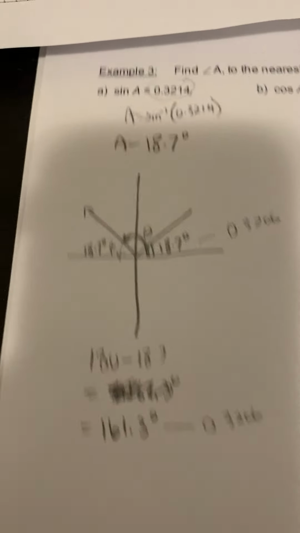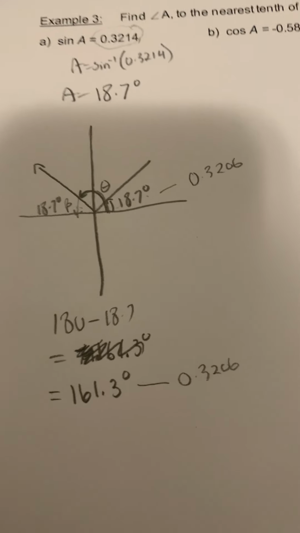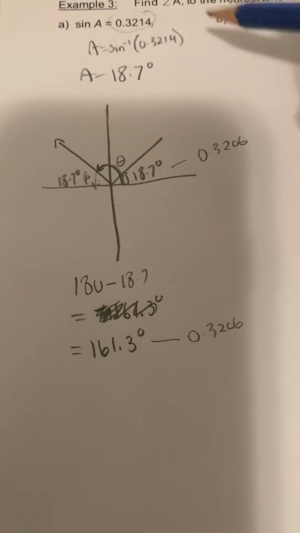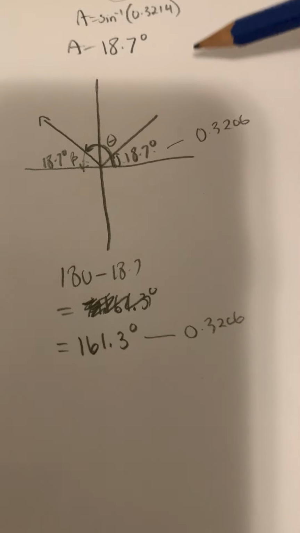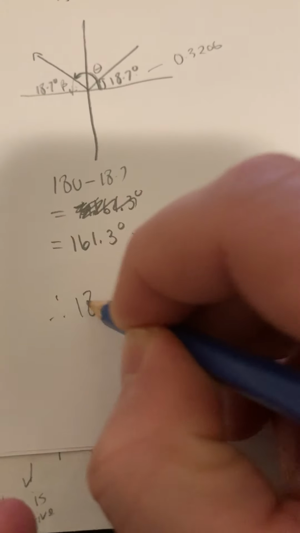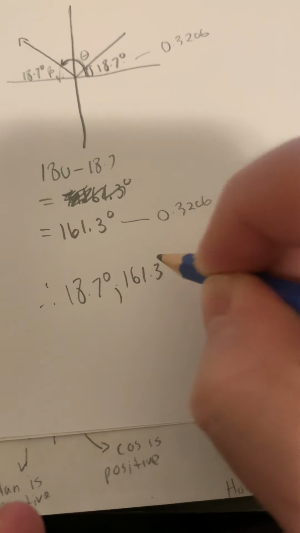Okay, so that just shows you that there are two answers. We have the acute angle and we have the obtuse one, or one that's larger than 90. So our two answers for this one are 18.7 degrees and 161.3 degrees.